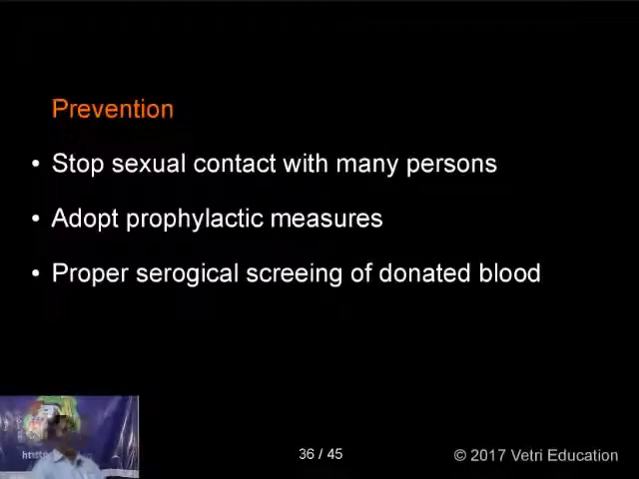How to prevent it? Prevention is better than cure. After having AIDS, there is no cure, no medicine. Even medicine only gives a chance to live for some months, not a complete cure. So how to prevent? The first thing is, stop sexual contact with many persons. Very important, so that you can prevent the disease. Even then, adopt prophylactic measures so that you can stop the transfer of the disease from one person to another, and do proper serological screening of donated blood.